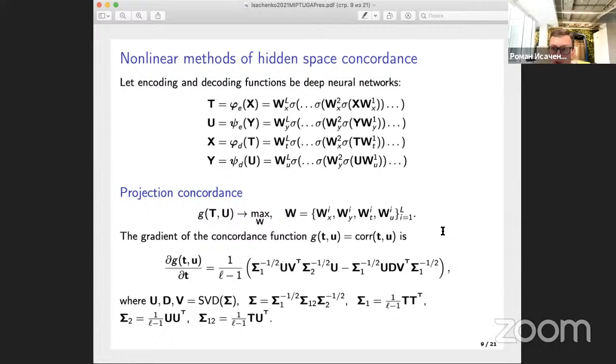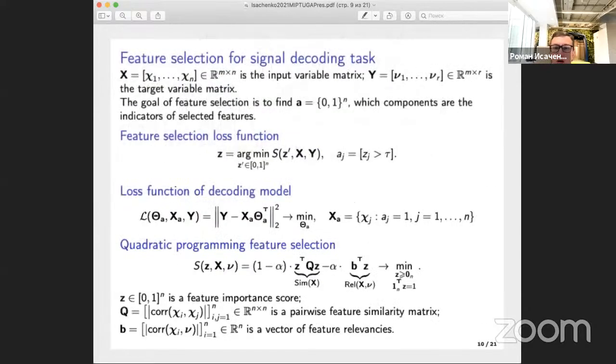The concordance process consists in maximizing the concordance function according to the parameters of each neural network. Using neural networks, the decoding model is able to take into account significantly nonlinear dependencies both in the input space and in the target space. And if correlation is used as a concordance function, we can get an expression for the gradient of the concordance function. This expression for the gradient allows us to build an effective algorithm for solving the problem using gradient optimization methods.